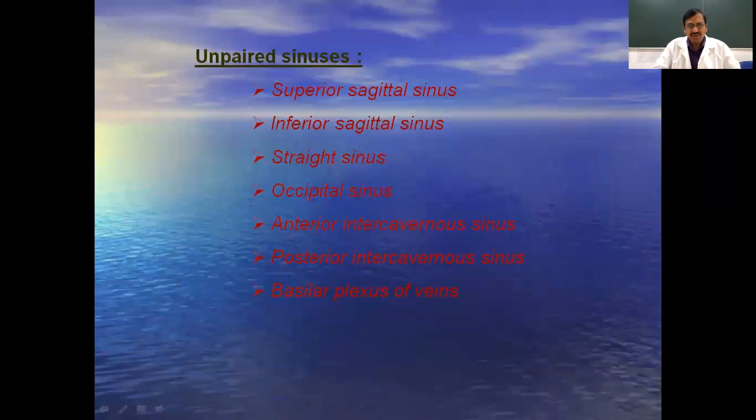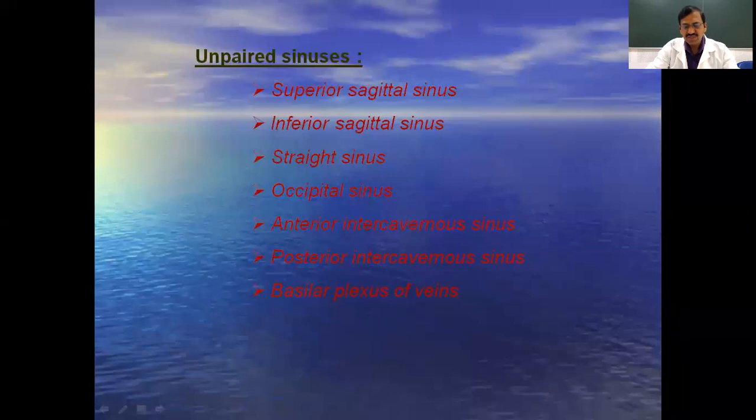Next, the unpaired dural venous sinuses. We have just seen them: the superior sagittal sinus, inferior sagittal sinus, straight sinus, and occipital sinus. Along with this, there are the anterior intercavernous sinus and posterior intercavernous sinus. The anterior and posterior intercavernous sinuses are nothing but the communication between the two cavernous sinuses, that is, the right and left cavernous sinuses. They communicate with each other with the help of the anterior and posterior intercavernous sinuses. They are also unpaired sinuses.